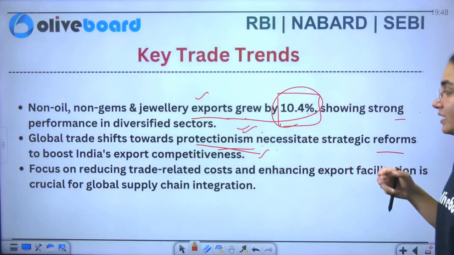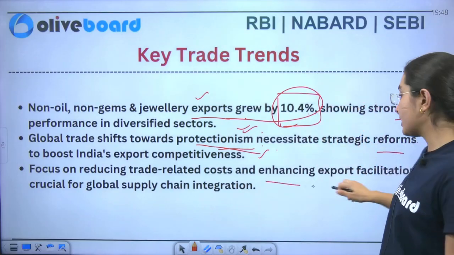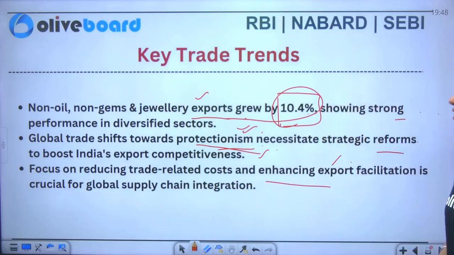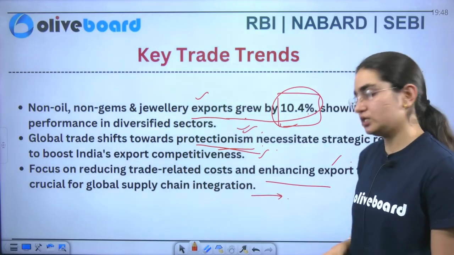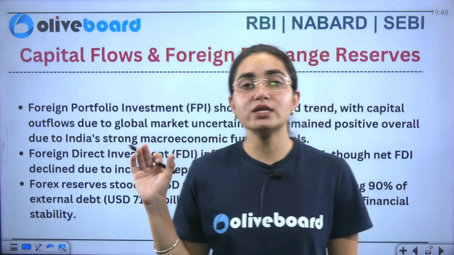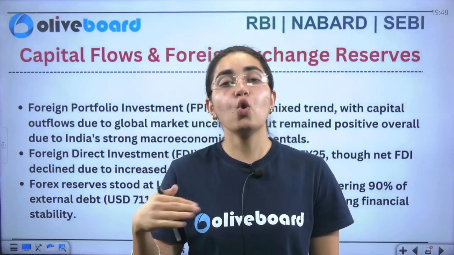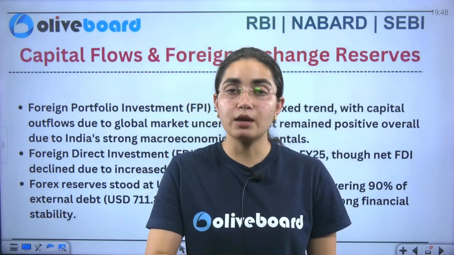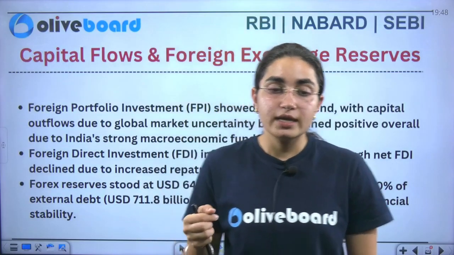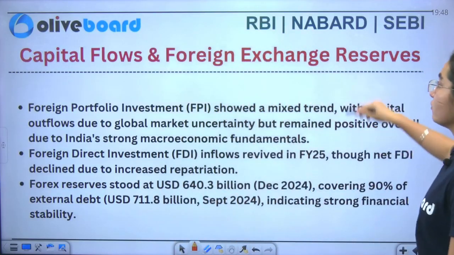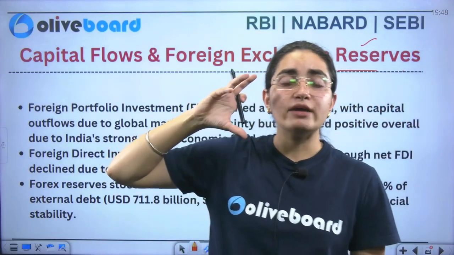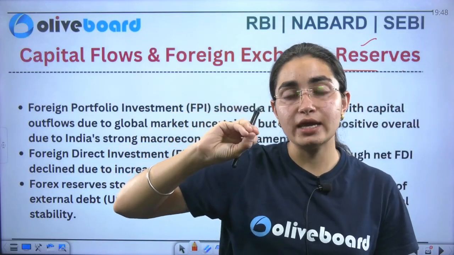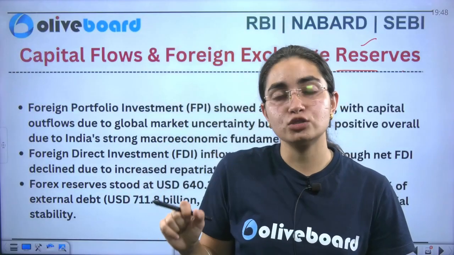Next, the focus is completely on reducing trade related costs and enhancing export facilitation, which is crucial for global supply chain integration. Now the survey is saying that we are continuously focused more on exports rather than completely relying upon imports. Next, if I talk about capital flows and your foreign exchange reserves, capital flows means whatever amount of capital is transferred from one nation to another, or I would say what is coming into India from the rest of the economies.